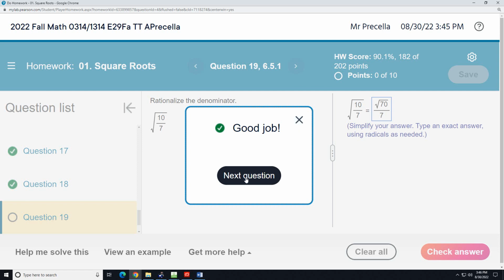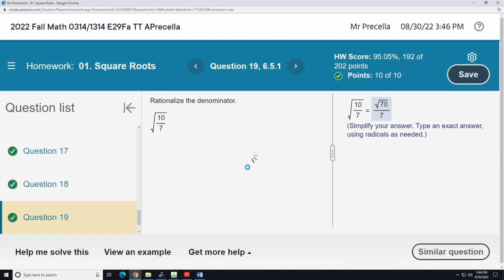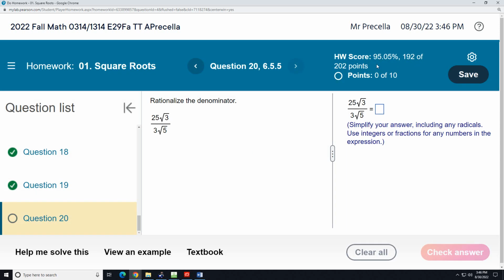Surely the next one will be a little messier. What do y'all think? It's the last one. So as I always say, the last problem has to be the hardest. So let's see it. Hey, look at this. We're up to 95.05. We only have one problem left.